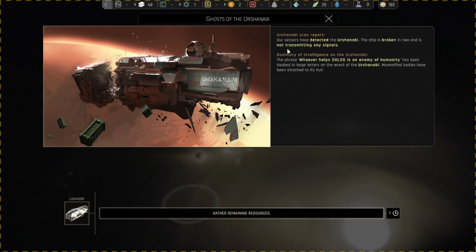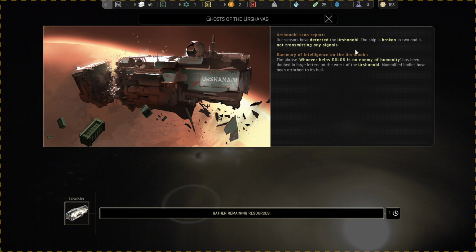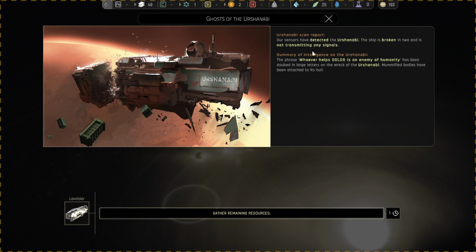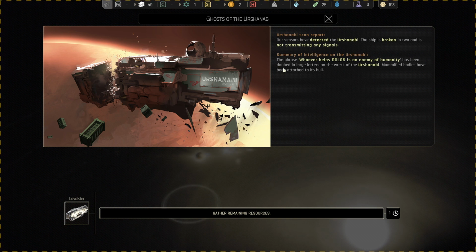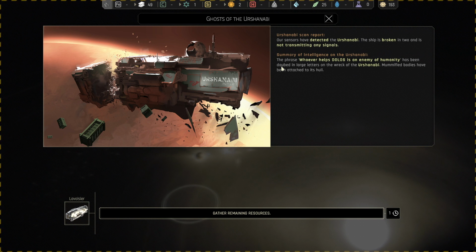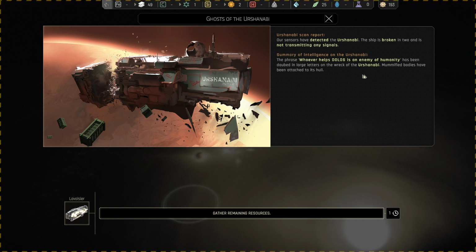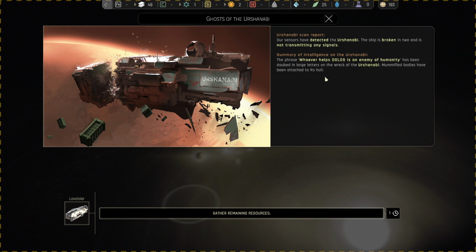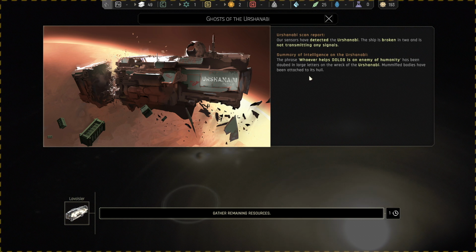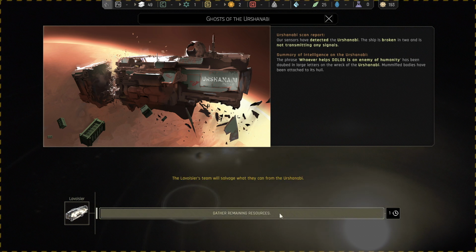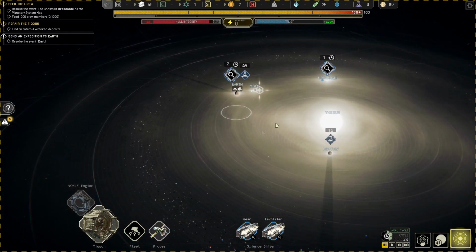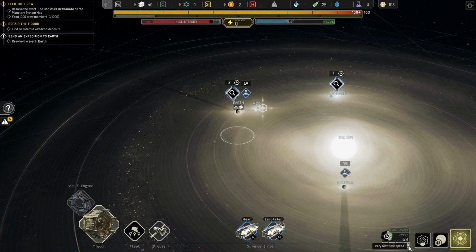the Oceanari. Our sensors detected the Oceanari. The ship is broken in two and is not transmitting any signals. Precious, how'd you find it? The phrase, whoever helps Dolos is an enemy to humanity, has been daubed in large letters on the wreck of the Oceanari. Mummified bodies have been attached to its hull. So gather remaining resources. So yeah, Dolos, after what happened to the moon, not gone too well, let's be fair.